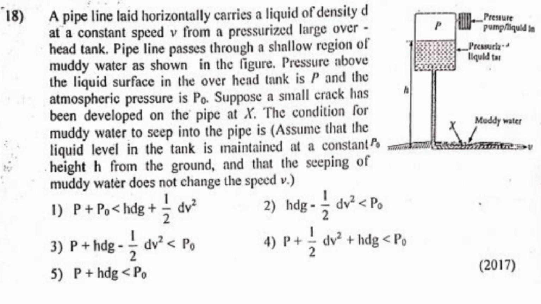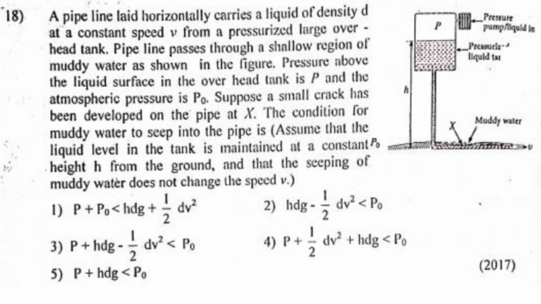Then 18. A pipeline laid horizontally carries a liquid of density D at a constant speed V from a pressurized large overhead tank. The pipeline passes through a shallow region of muddy water as shown in the figure. Pressure above the liquid surface in the overhead tank is P and the atmospheric pressure is P0.